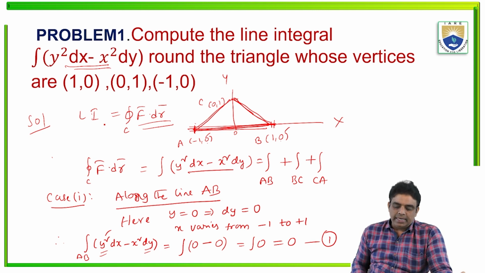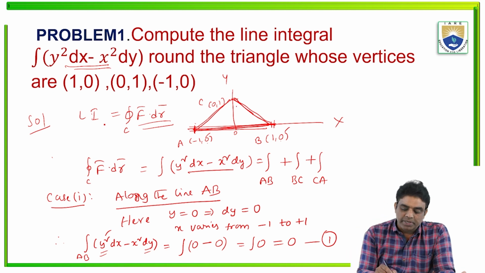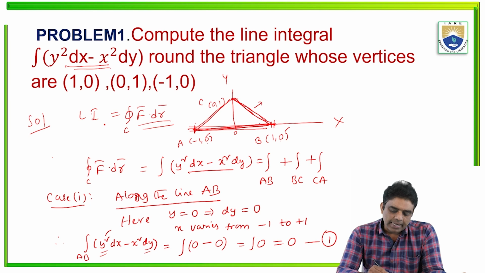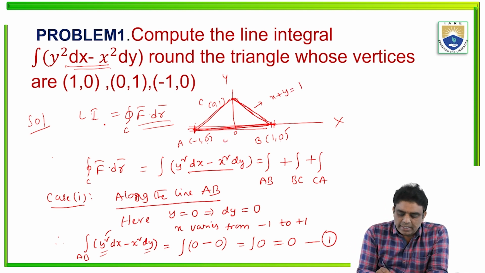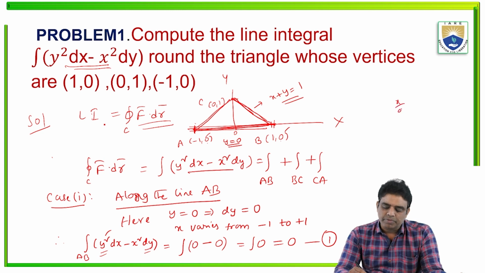Similarly, we write the line integral along BC. What is this line's equation? The x-intercept is 1 and the y-intercept is also 1. We know that the intercept form of a line is x by a plus y by b equals 1. Here a is 1 and b is 1, so the equation is x plus y equals 1.